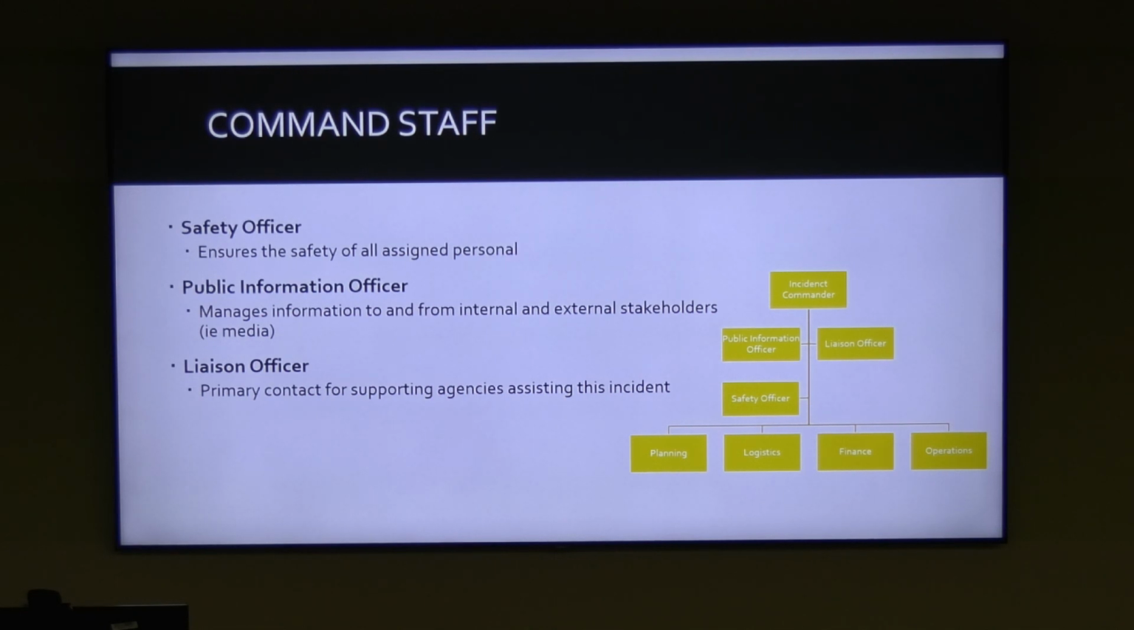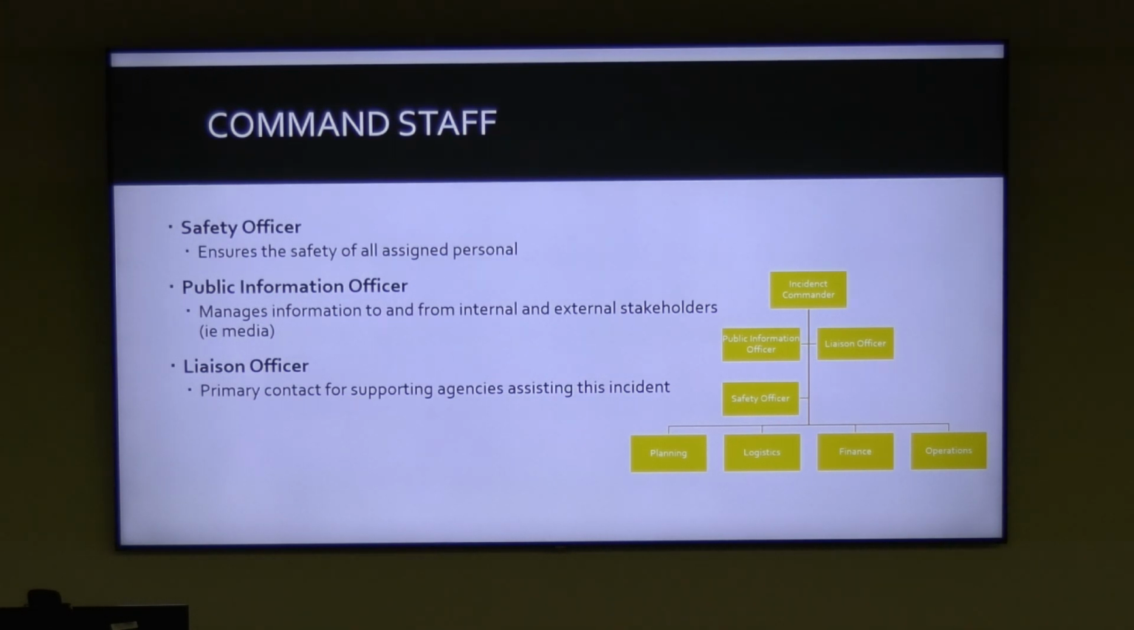So then there's the public information officer. This officer manages information to and from external and internal stakeholders, such as media. This is especially important during disasters because media plays a huge role in the outcome of a disaster. For example, during Hurricane Katrina, there was huge media coverage throughout the entire process. This is also how you are able to get the word out about a disaster's actual effect, and also get volunteers to come help.